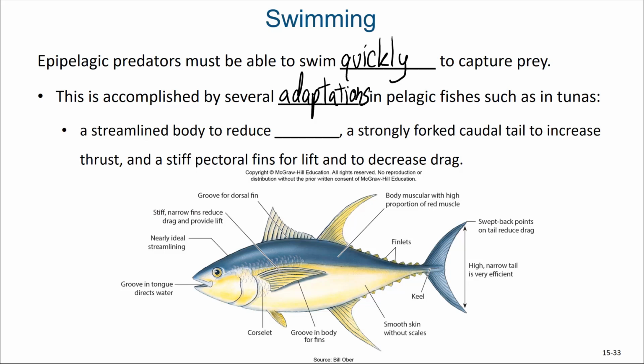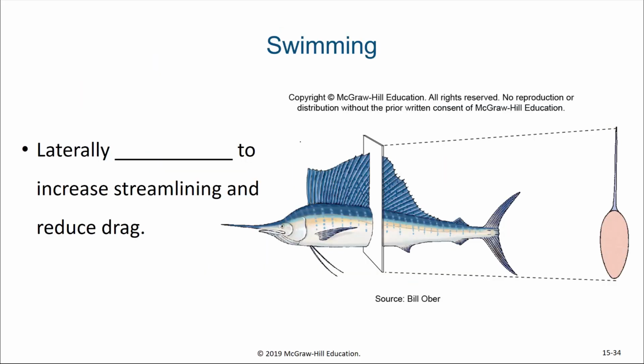In pelagic fishes, such as in tunas, they have a streamlined body to reduce drag. They have a strongly forked caudal tail to increase thrust, and stiff pectoral fins for lift and to decrease drag. These fast-swimming fish will also usually be laterally compressed.